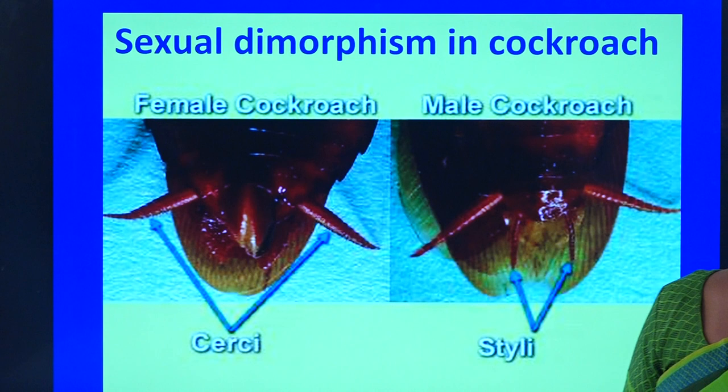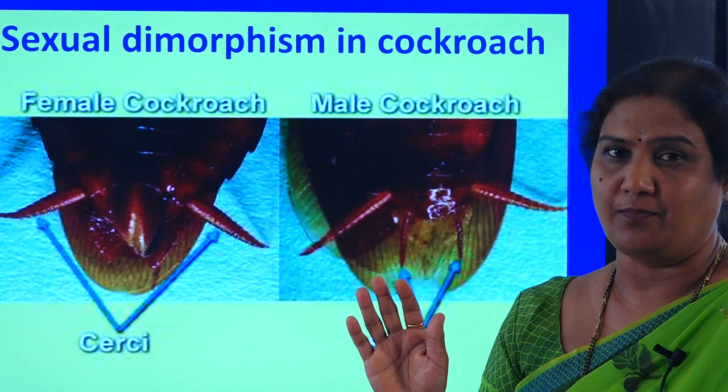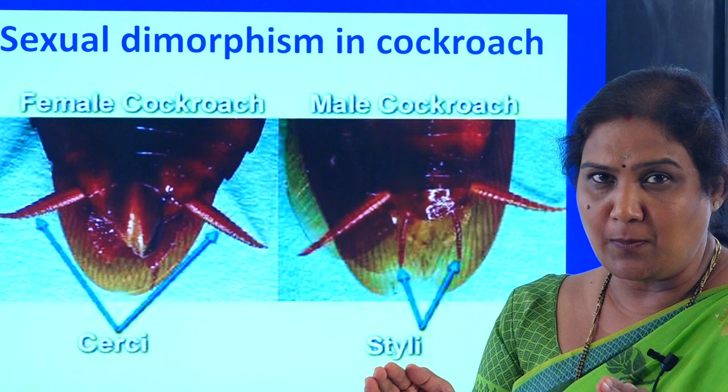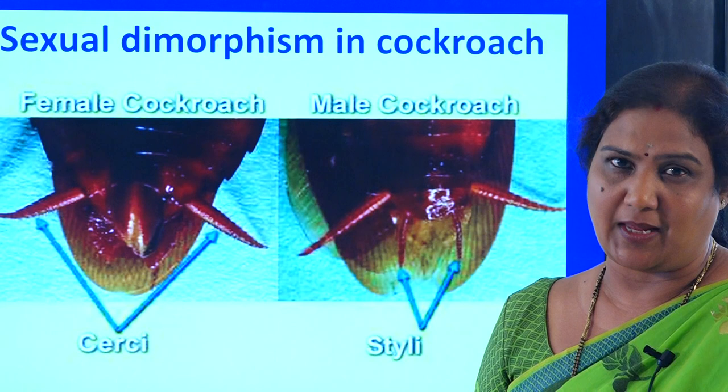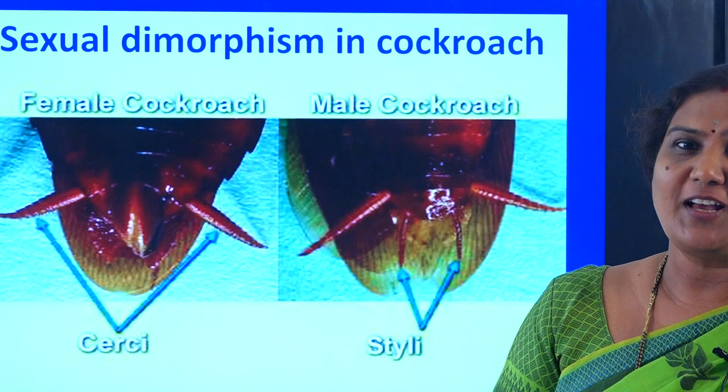Usually, the male cockroach will have a narrow abdomen. Female cockroach will have a broader abdomen. This is nature's law, children. Any animal, if it's a female, will have a broader abdomen because it needs to lodge the egg or the young one. That's why the abdominal portion of the female animals will be broader comparatively to that of the male. Right? Then, when you look at the antennae, as I told you earlier, the male cockroach will have a very lengthy antennae, but a female cockroach will have a short antennae.